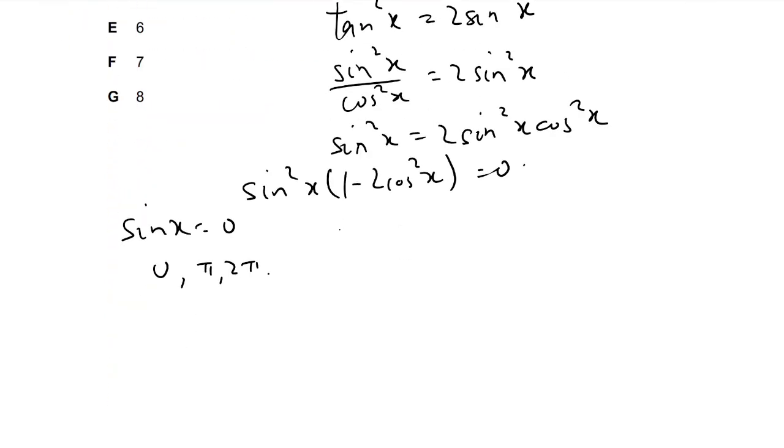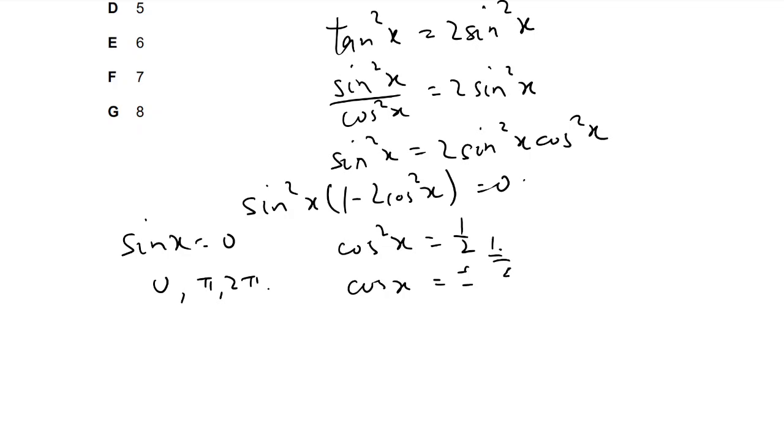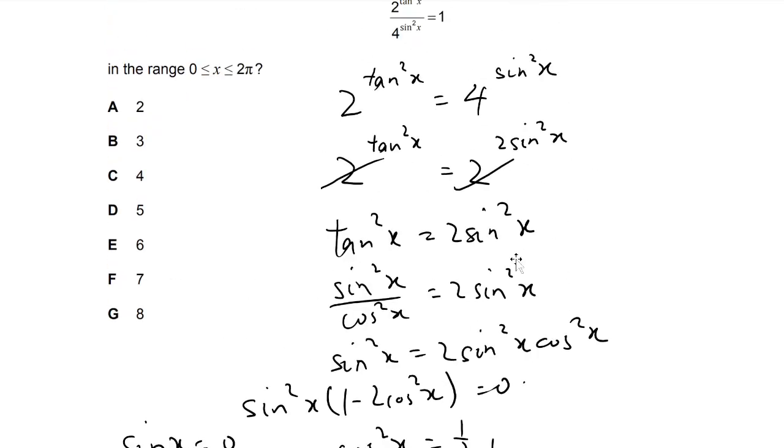How about the next one? So we have cos squared x equals 1/2. So cos x equals plus or minus 1 over root 2. All right, so one of the solutions will be pi on 4. And then what else? 3 pi on 4, 5 pi on 4, and 7 pi on 4 as well. All right, so 4 solutions there, and then 3 solutions from the sine x. So in total, we have 7 solutions, which is F.